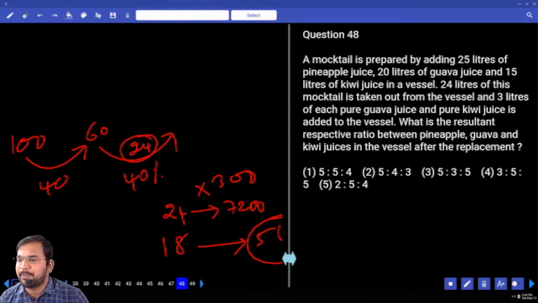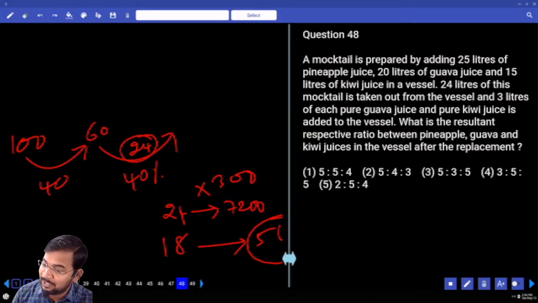A mocktail is prepared by adding 25 liters of pineapple juice, 20 liters of guava juice and 15 liters of kiwi juice in a vessel. 24 liters of this mocktail is taken out from the vessel and 3 liters of each pure guava juice and pure kiwi juice is added to the vessel. What was the resultant respective ratio between the pineapple, guava, kiwi juices in the vessel after the replacement?